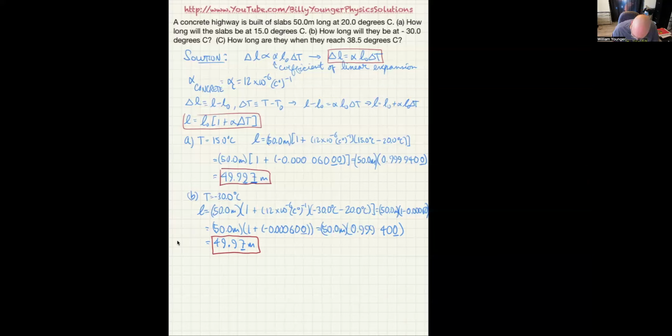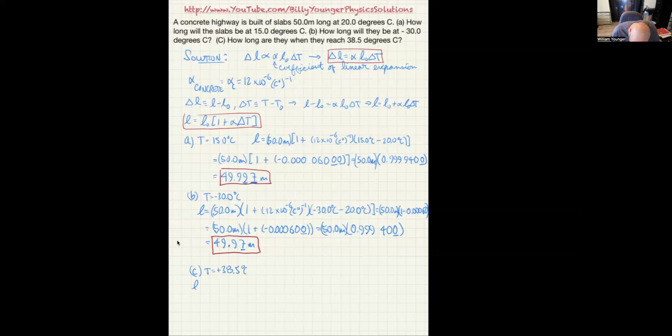All right. Now we've got one more part, and that's part C. And in this part C, we're going to try to see how big this thing would become in some pretty extreme heat. I think you'll realize that 38.5 degrees Celsius is slightly over 100 degrees Fahrenheit. So that's a pretty significant temperature. So in this case, we're going to say T is equal to positive 38.5 degrees Celsius.